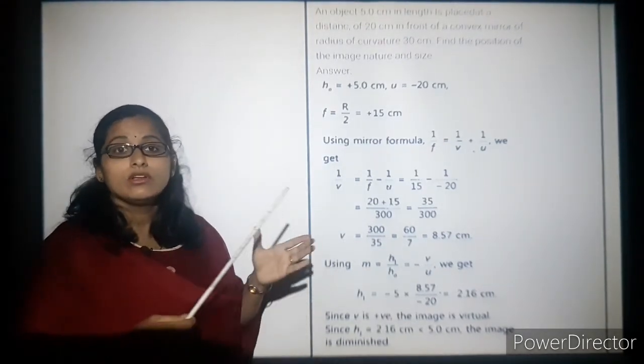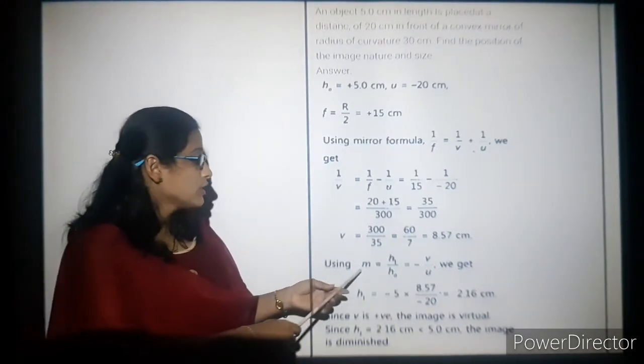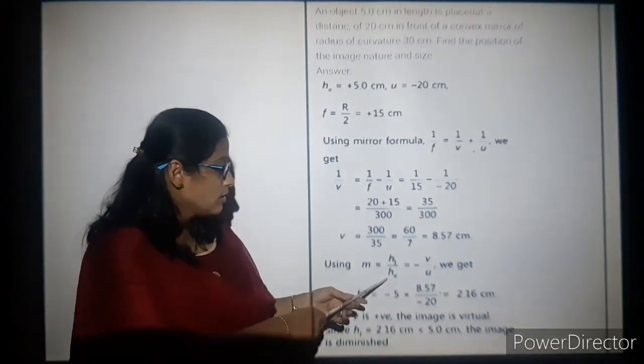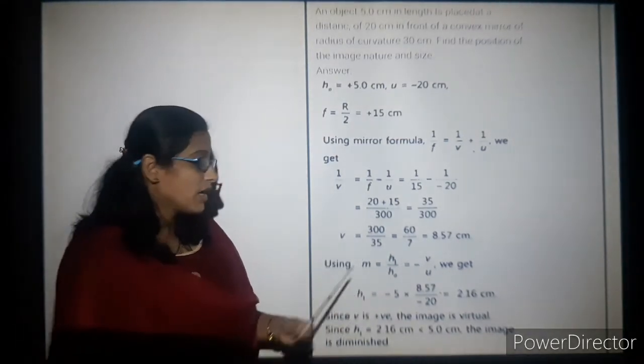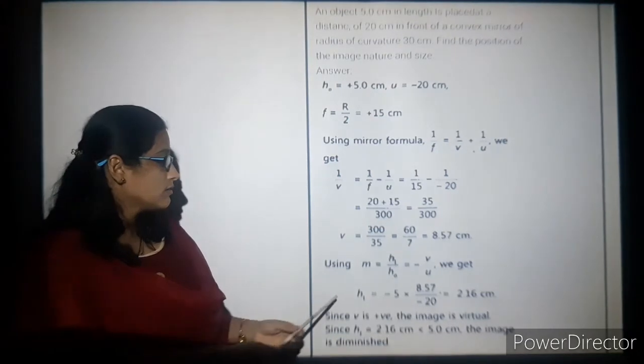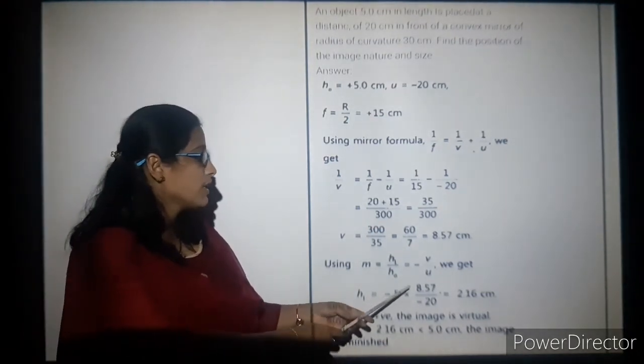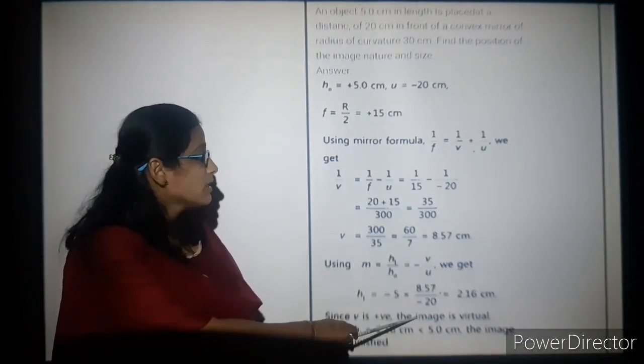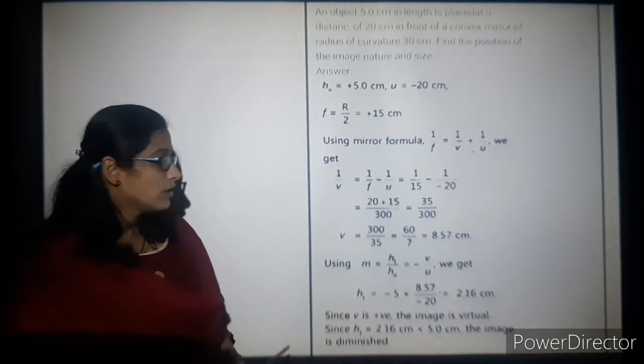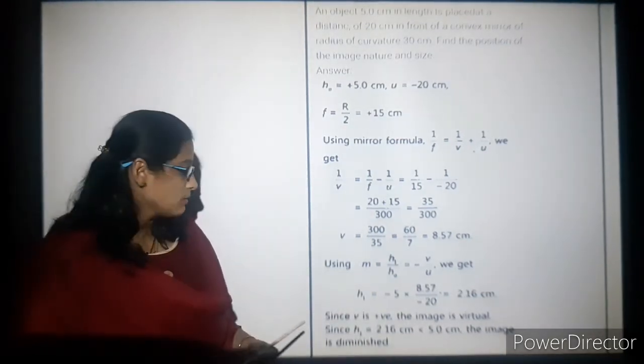So next, wherever you have the mirror formula, you need to find the magnification. Don't forget to solve the magnification. So it is h dash by h. So you can see it's minus v by u. So we get minus 5 into 8.57 by minus 20. So your answer is 2.16 centimeters.